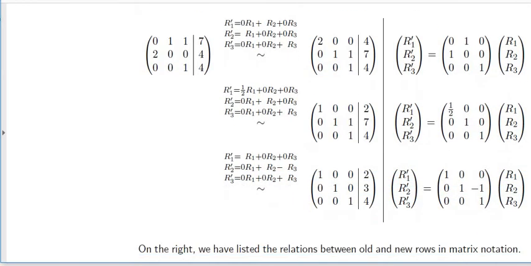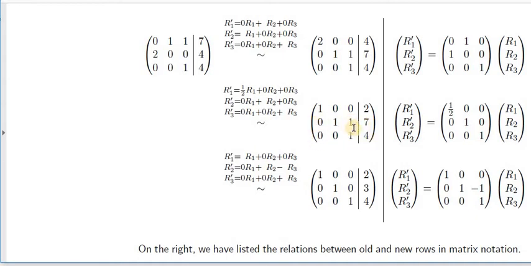All right. And then there's one more step. You can follow this one along also. What do I do to get from here to here? I need to subtract 1 times the third row from the second row. That's what I'm doing. I'm subtracting 1 times the third row from the second row.